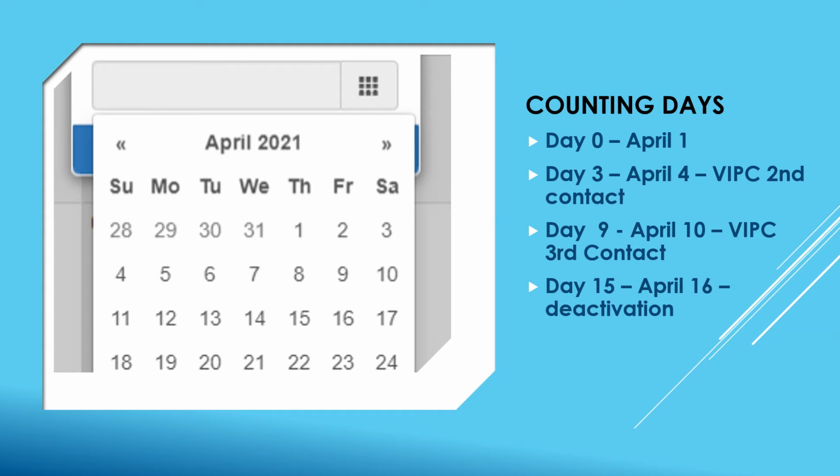If an application is started on April 1st, that is day 0. 3 days later, on April 4th, the applicant will be ready for a VIPC second contact call. 6 days later, on April 10th, the account will be ready for the VIPC third contact. If the basic steps are not completed by day 15, advanced trained volunteers will deactivate the account.